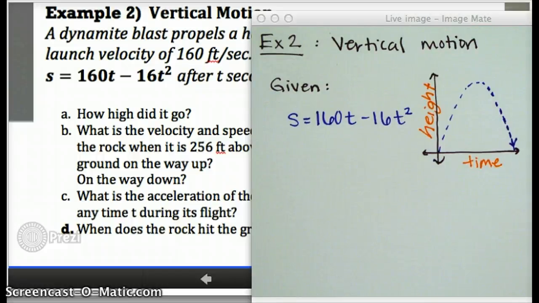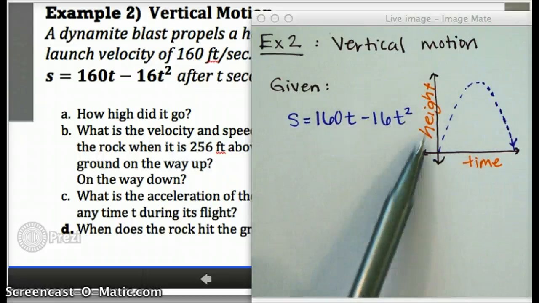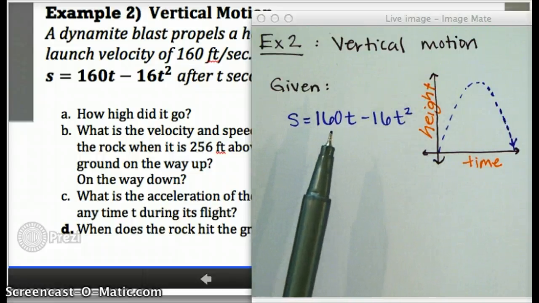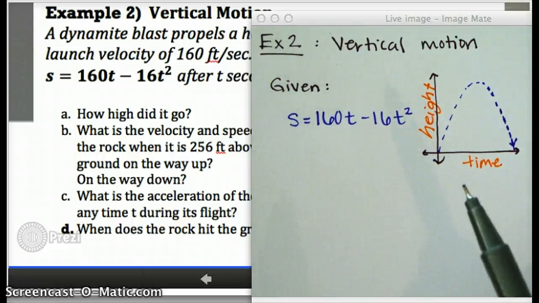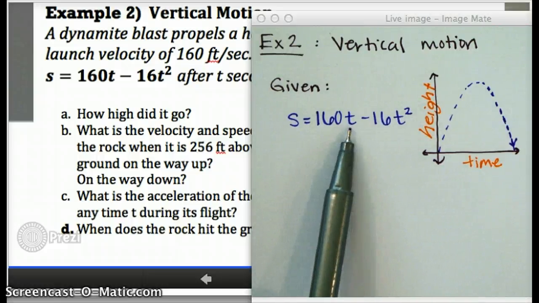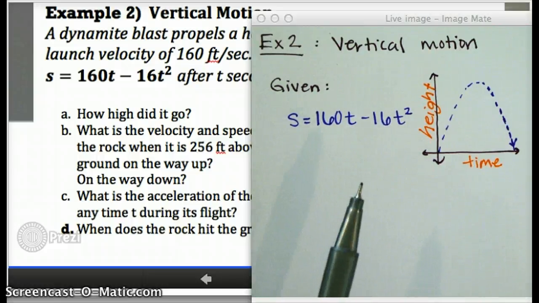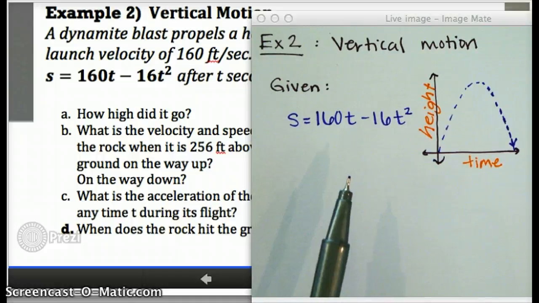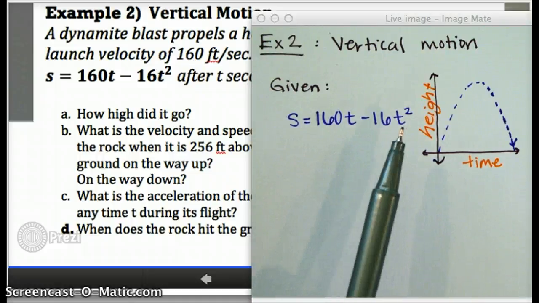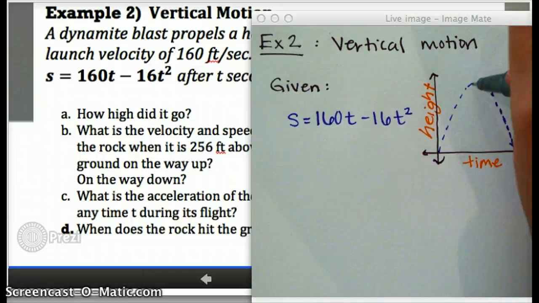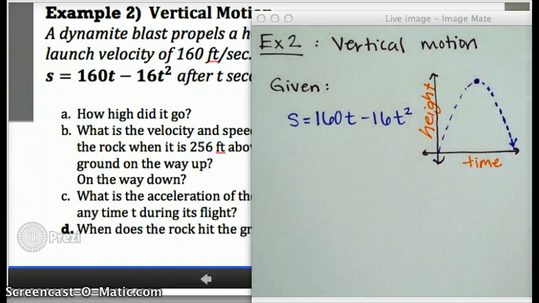Right, so how high is a question that we're going to use the original function for, because height is the original function. Now, in order to answer how high, I need to plug in a certain number for t into the original function. What time would that be? Yeah, we need to know the time when this function reaches its highest point. And this is where you have to be a little sneaky, because we're not given that time in the question. So we're going to have to figure out what time that is.